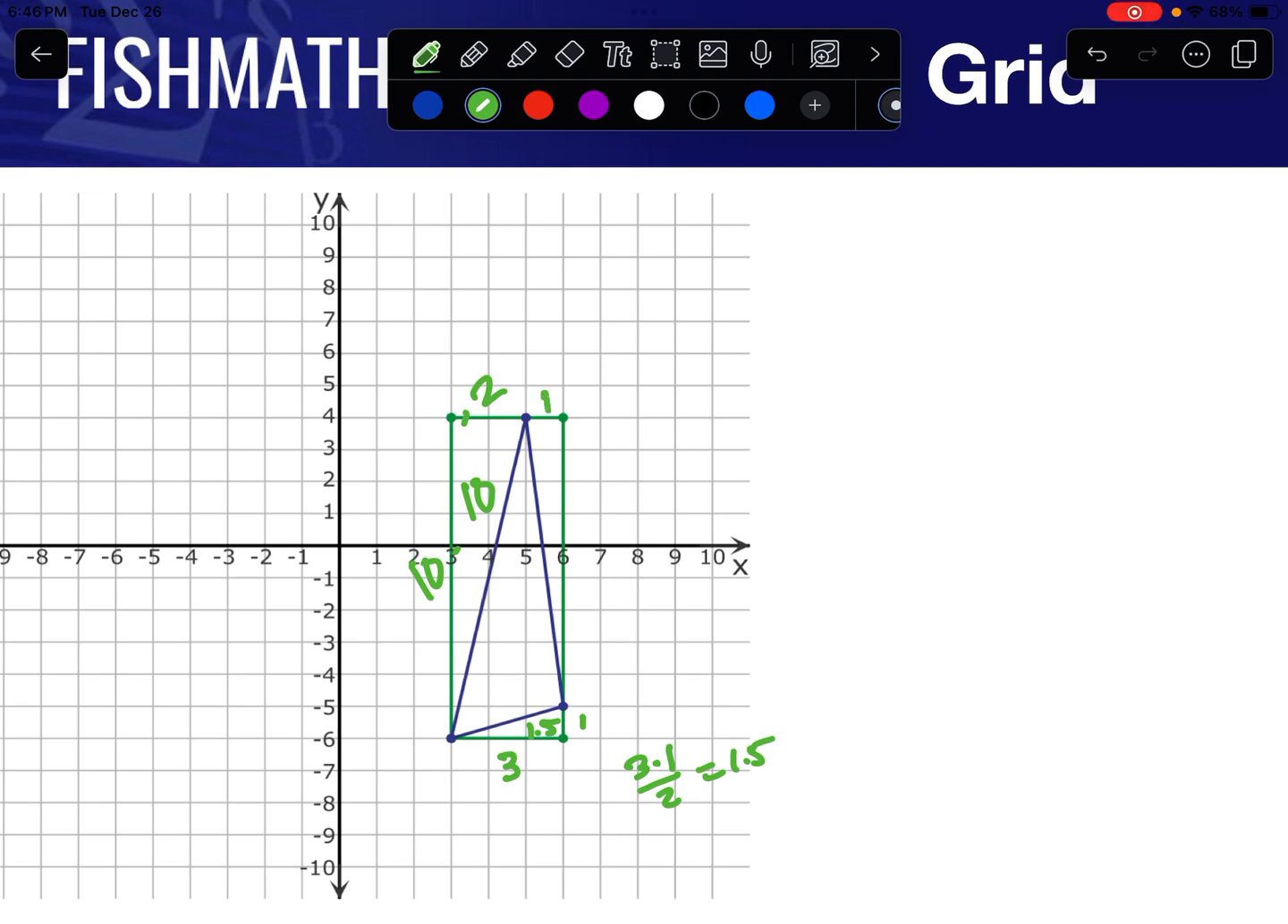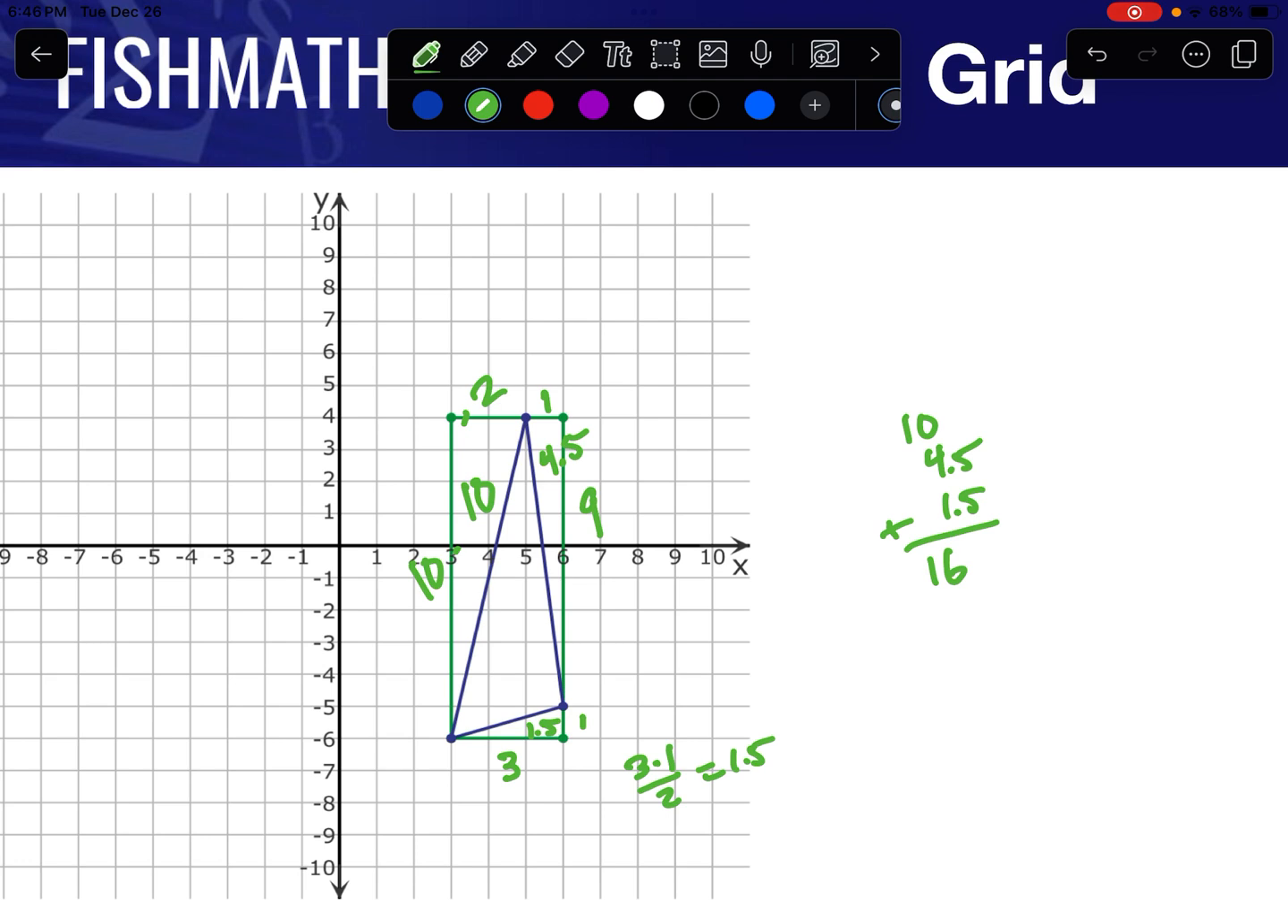This is 1 by 1, 2, 3, 4, 5, 6, 7, 8, 9. So 1 times 9 divided by 2 is 4.5. So this area here of all those triangles we're going to add together. So 10 and 4.5 and 1.5. And that gives us an area of 16.